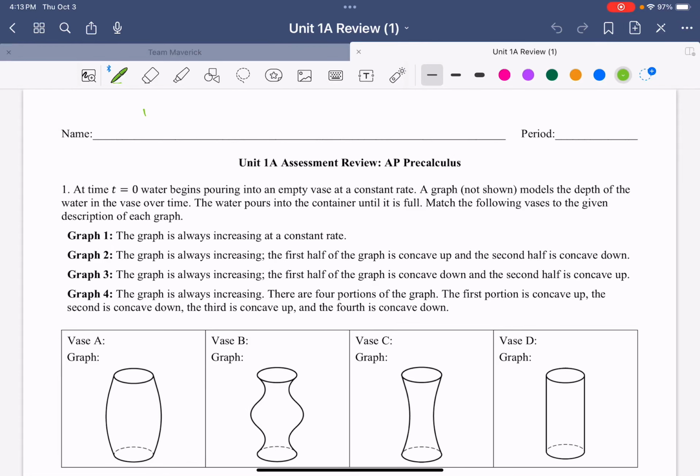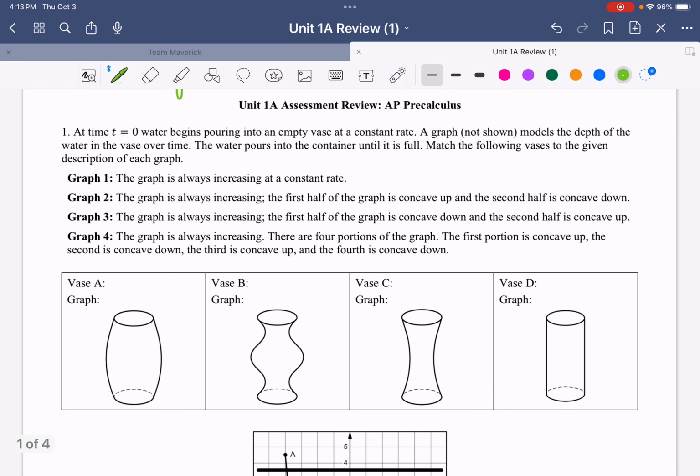Okay, here is your key for the AP style test. Let's see what we got here.